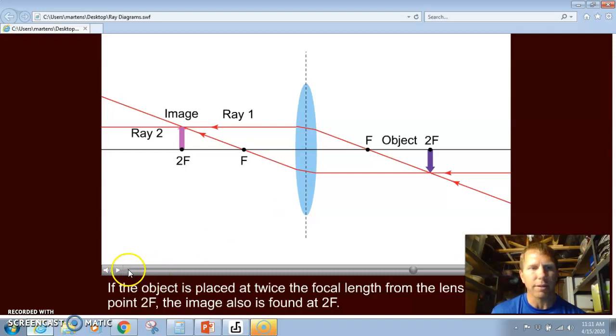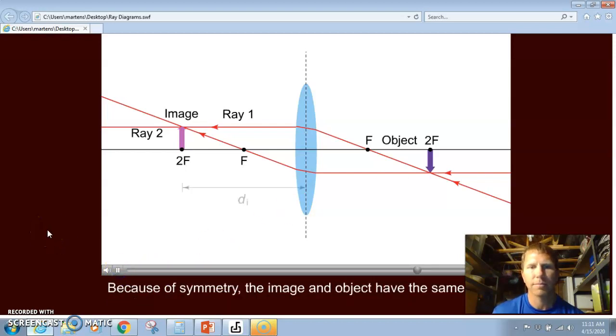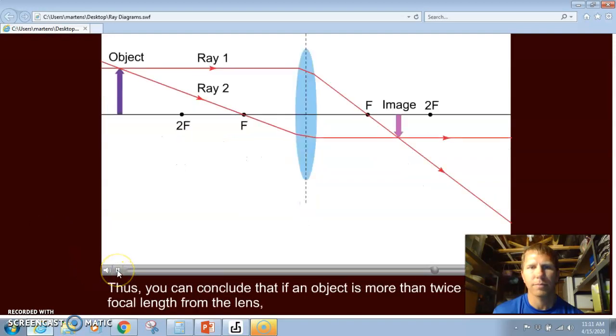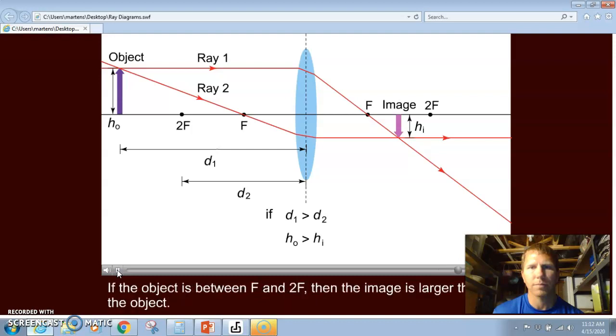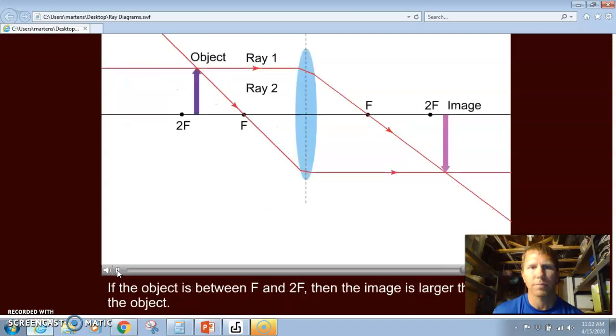Because of symmetry, the image and object have the same size. Thus, you can conclude that if an object is more than twice the focal length from the lens, the image is smaller than the object. If the object is between F and 2F, then the image is larger than the object.